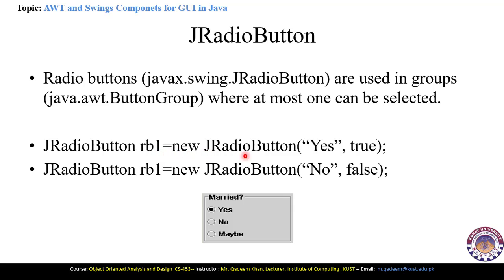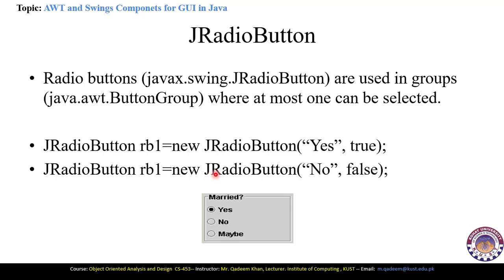Object 1 is equal to new JRadioButton, and here it will take two parameters. First is the label, which will be displayed to point out to the user the purpose of the JRadioButton, and then we have the true/false option. Exactly one should be true when it is displayed, and all the others should be false here. So only one, which is true by default, will be selected.